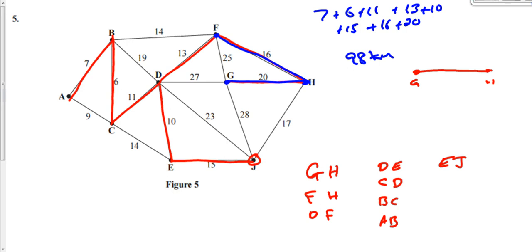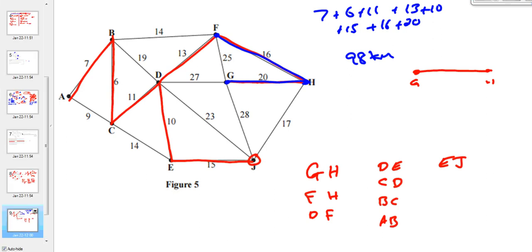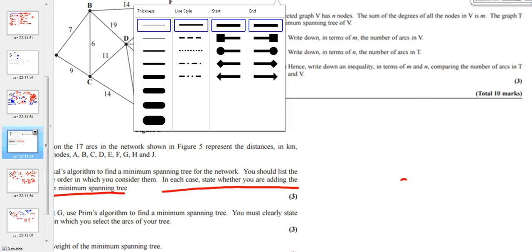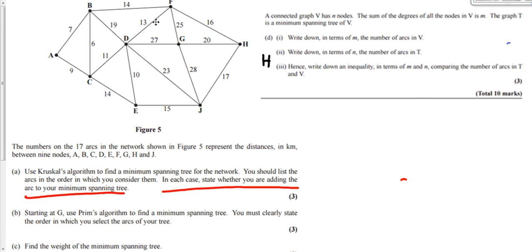But then the part which threw everyone is the final part of this question. I'm not surprised, it's worded quite nastily, I think. And it's up here. So a connected graph V has n nodes. So my advice for this is just to do a real simple diagram. So we've got a connected graph, which means that everything's connected. And it's got n nodes. So the sum of degree is m.